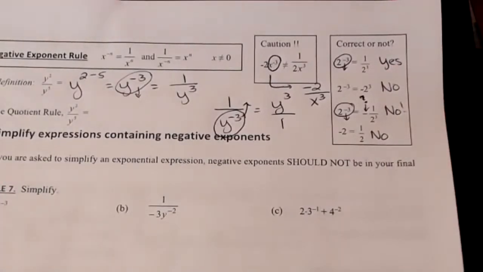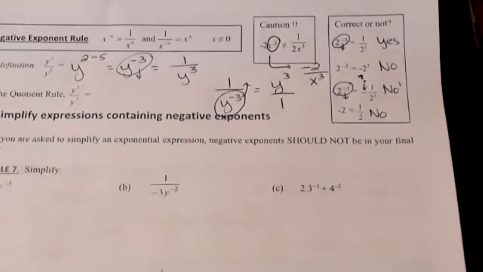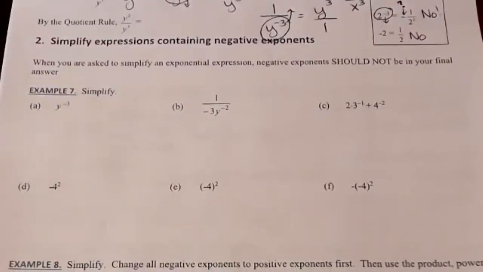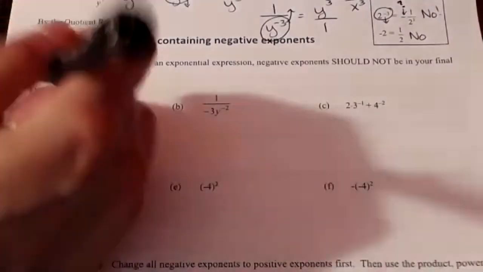Okay, good, cool. Let's just apply the negative exponent rules real quick because it's really not a big deal. Circle the base with the negative power.